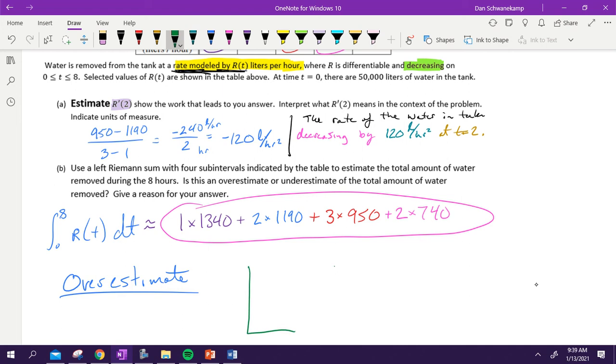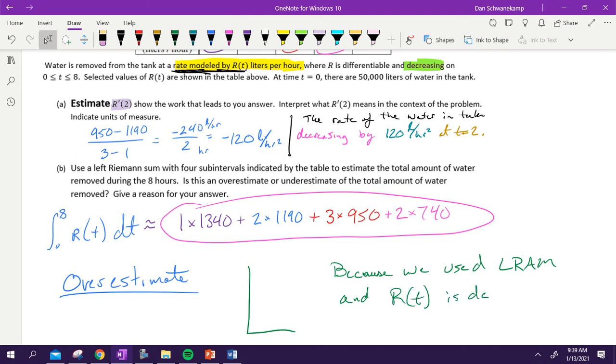Okay, it's an overestimate because we used LRAM and R of T. Don't just say it, but say R of T is decreasing. We highlighted that at the beginning. I don't memorize that either, but I'm going to draw a picture. Draw a picture that is decreasing and then connect rectangles that attach on the left-hand side. Notice that it is an over approximation.